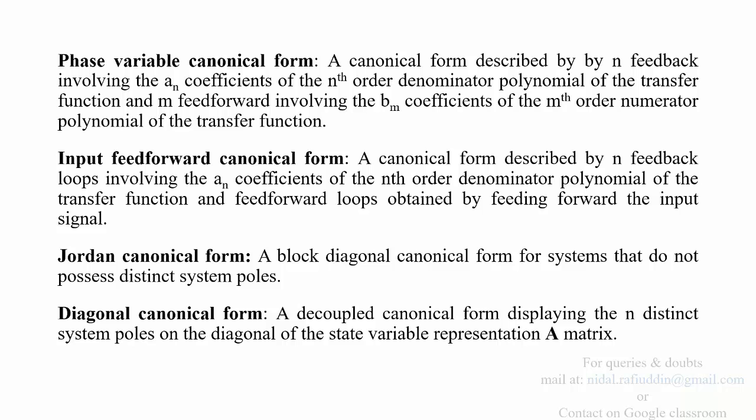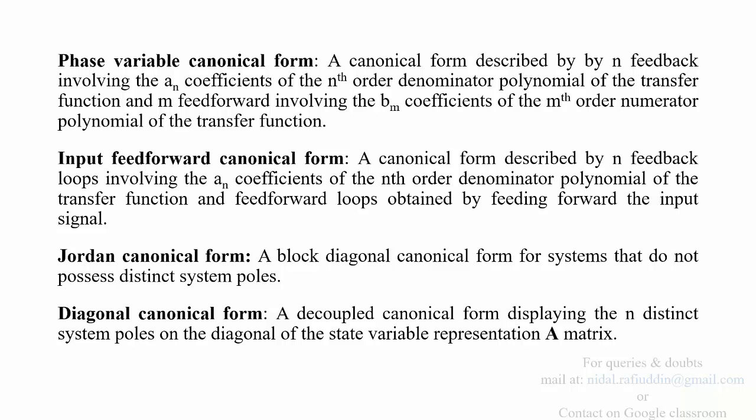In case of input feed forward canonical form, this is described by n feed forward loops involving the an coefficients of the nth order denominator polynomial of the transfer function, similar to the previous one. The difference from the previous is that it will have feed forward loops obtained by feeding forward the input signal. So in this type of canonical form, you'll have paths originating from the input u and terminating at the different state variables. This is a slight difference from the phase variable canonical form, where you had one signal initiated from the input u, whereas in input feed forward canonical form you will have multiple paths originating from the input u.